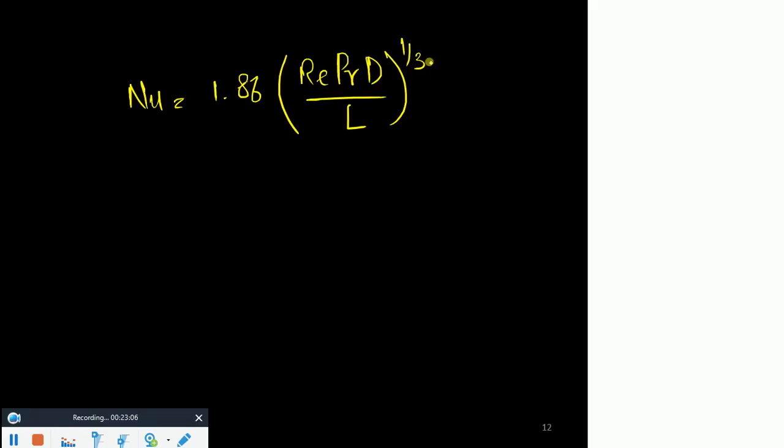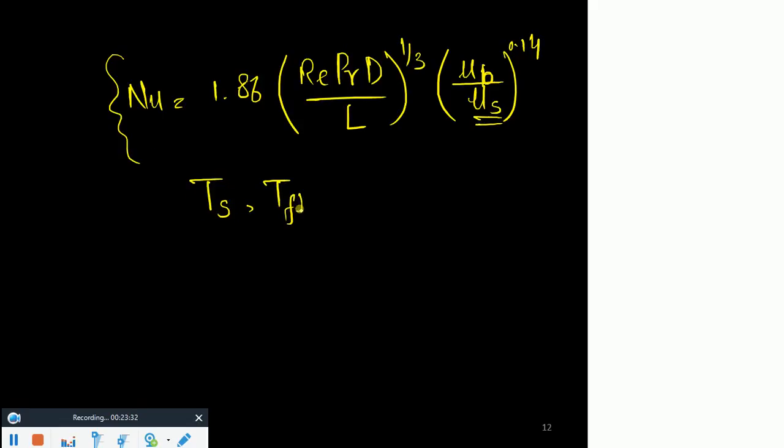When this difference is very large, you should use another relationship, which is Nusselt number equals 1.86 Reynolds number Prandtl number d over L to the power 1 by 3 times mu b over mu s to the power 0.14. I hope you understand what that mu b means. Mu b means viscosity found at bulk mean fluid temperature, and mu s means viscosity found at surface temperature. So this is the relationship which you should use when Ts and T fluid, their difference, is large.